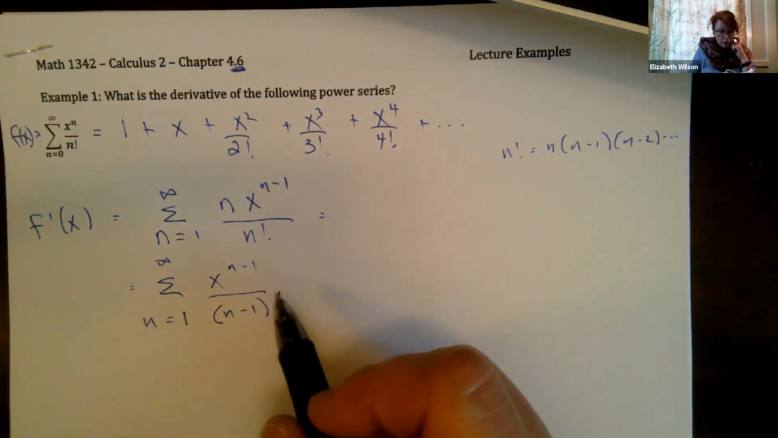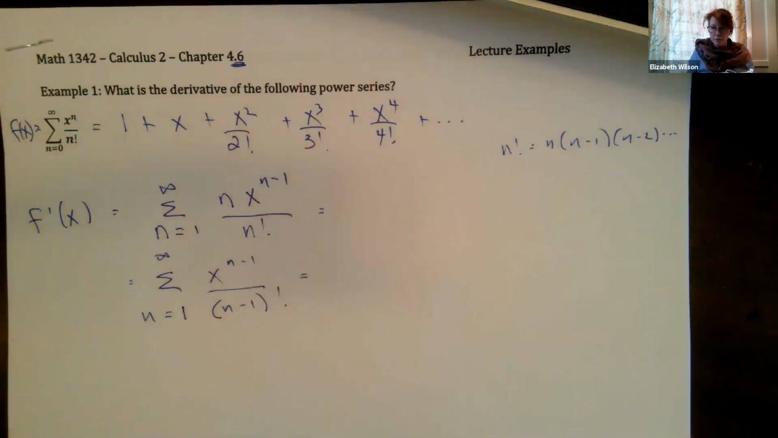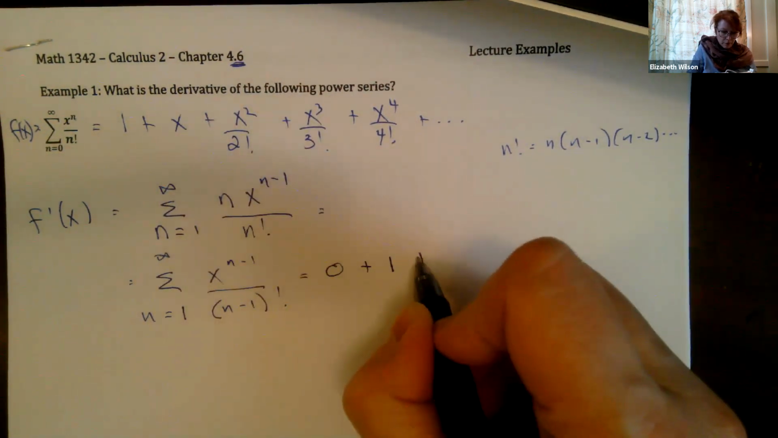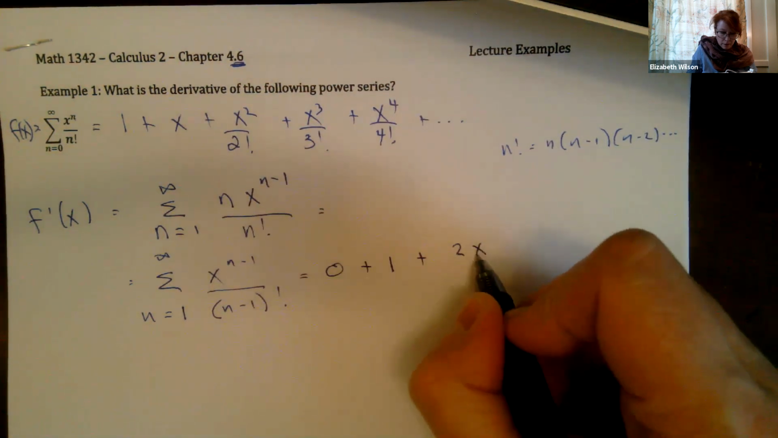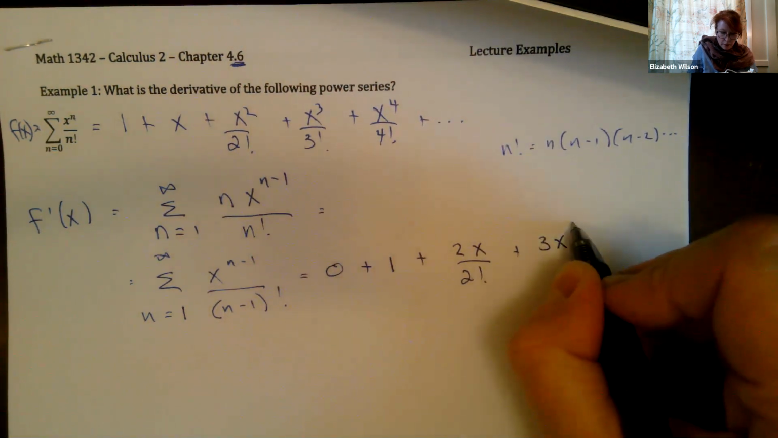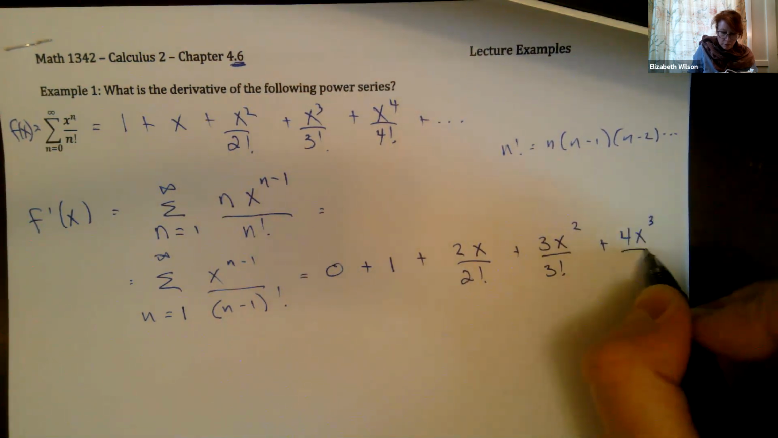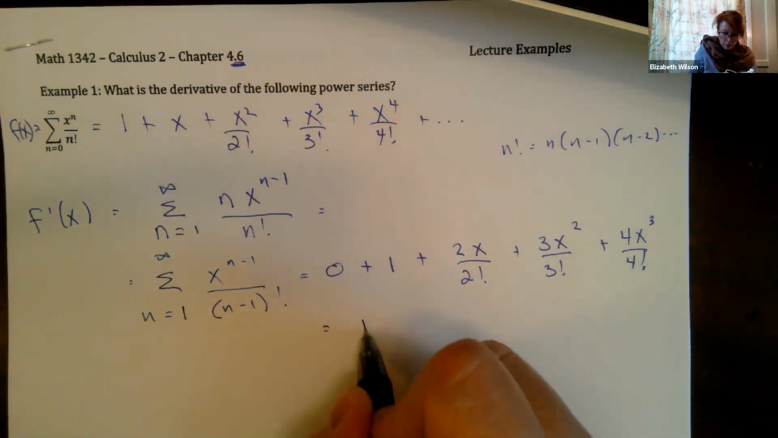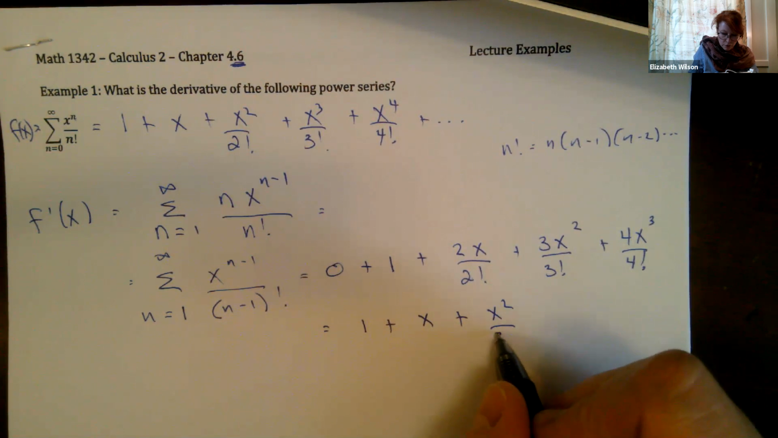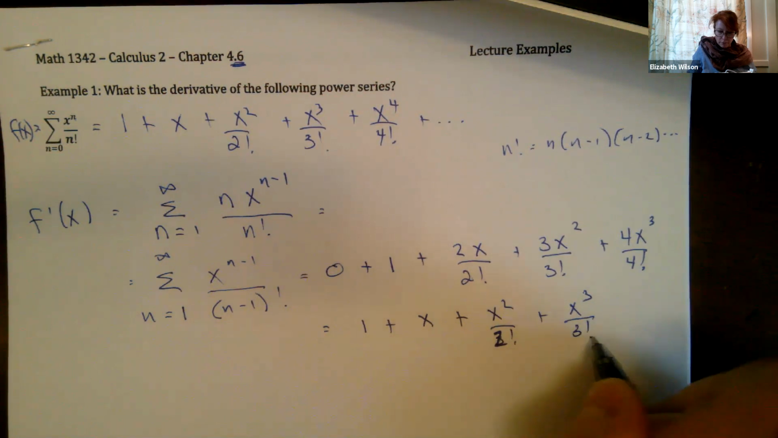All right, so now think about what we just did. Let's enumerate. I'm going to take my derivatives from here just to check to see if it's right. Derivative of 1 is a 0. Here is 1. Right here is 2x all over 2 factorial, plus 3x squared all over 3 factorial, plus 4x cubed all over 4 factorial. This is equal to 1 plus x squared over 2 factorial plus x cubed all over 3 factorial plus so on and so forth.